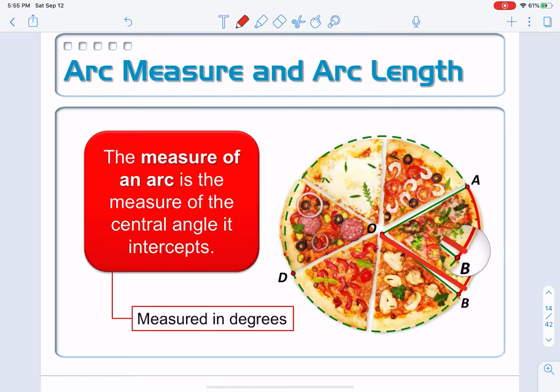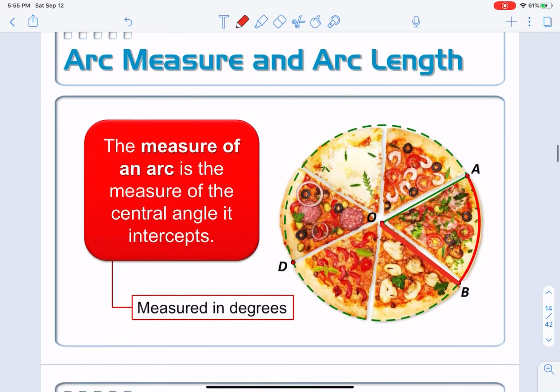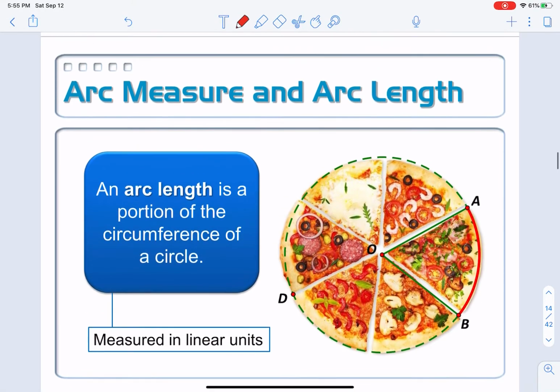Arc measure is how much I have to rotate my head, turn my head in order to see point A. Rotation is associated with angle measurements, and it's also associated with the measure of the arc. And that's different from the length of the arc.